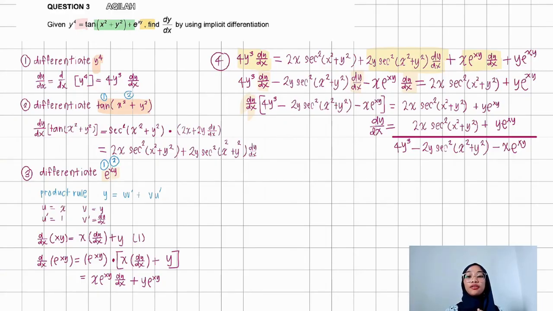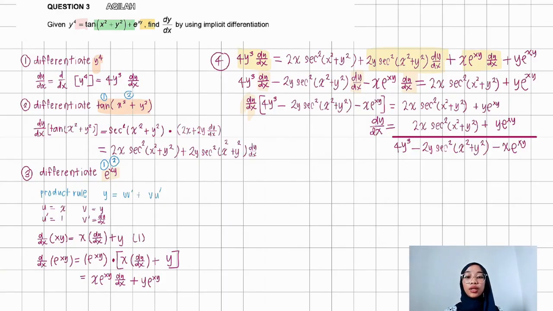First, the outer function tangent: I differentiate tangent of x squared plus y squared and I get secant squared of x squared plus y squared. After that, I differentiate the expression inside the bracket, which also requires the chain rule, and get 2x plus 2y dy over dx. Next, I expand the bracket by multiplying secant squared of x squared plus y squared with each term inside the bracket. After expanding, the expression becomes 2x secant squared of x squared plus y squared plus 2y secant squared of x squared plus y squared dy over dx.